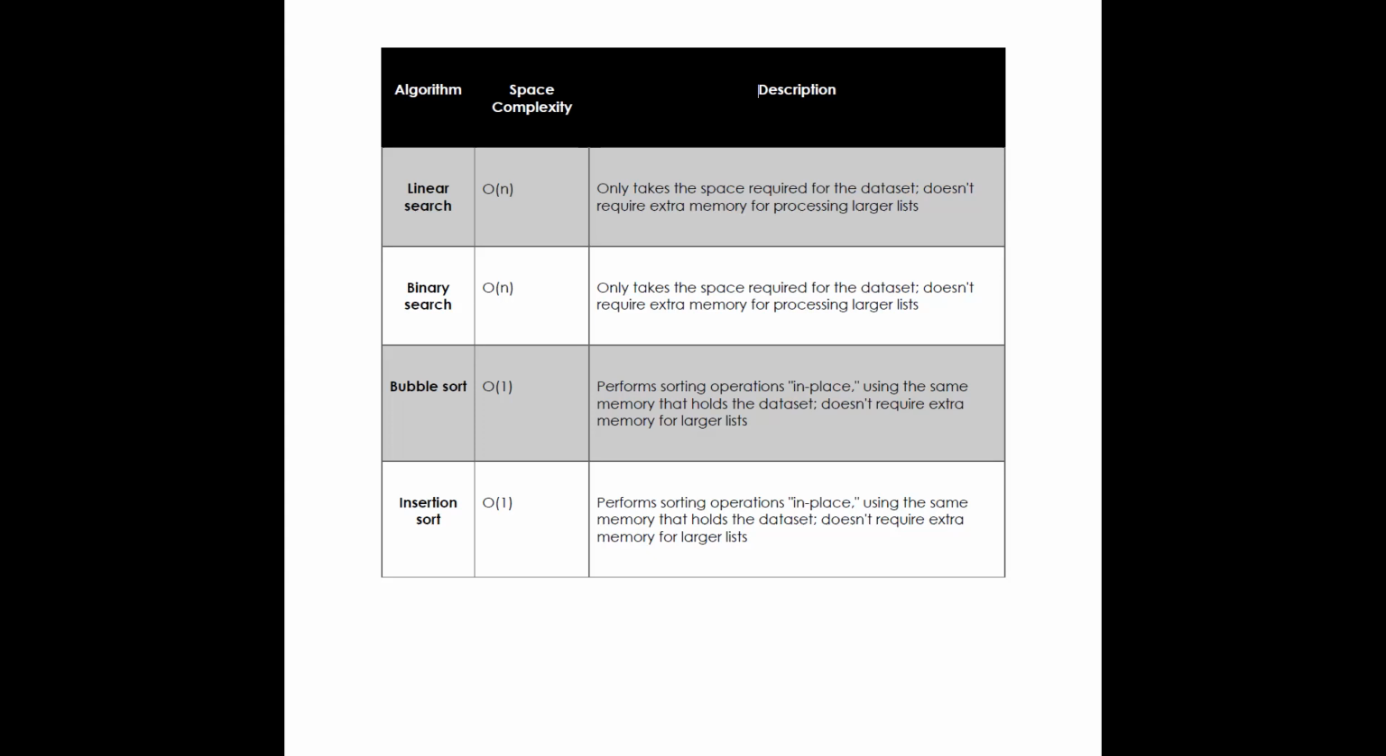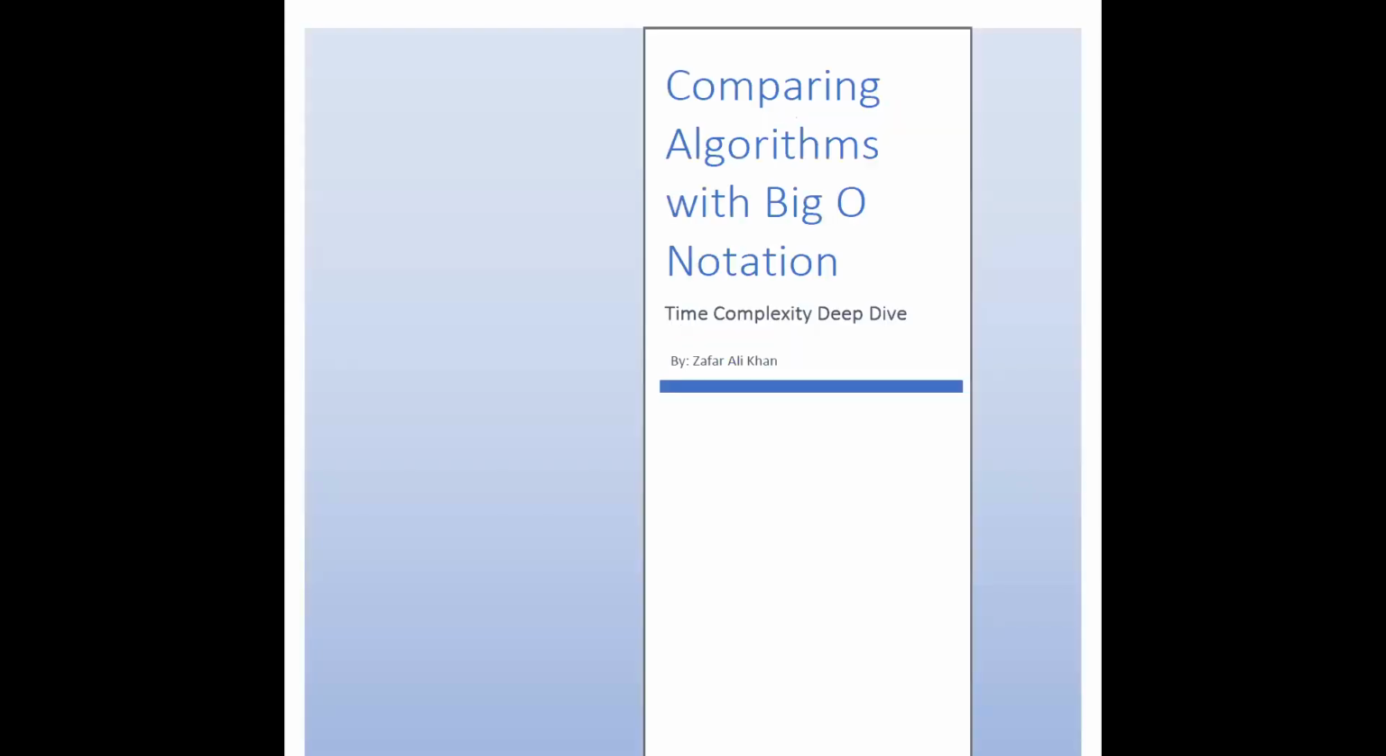And there you have it. We've explored the time complexities of linear search, binary search, bubble sort, and insertion sort in detail using pseudocode examples. We also dove deeper into big O notation and space complexity. Remember, when choosing an algorithm, it's essential to consider both time and space complexity, as different scenarios might require different trade-offs.